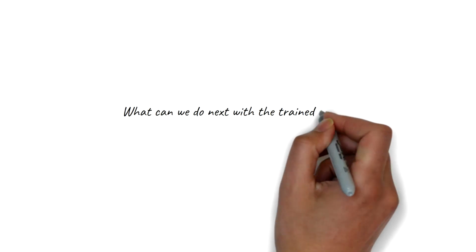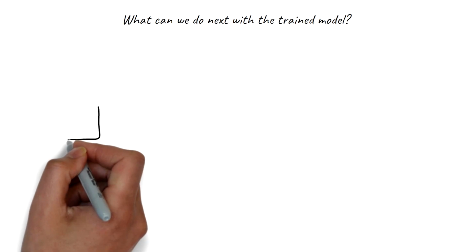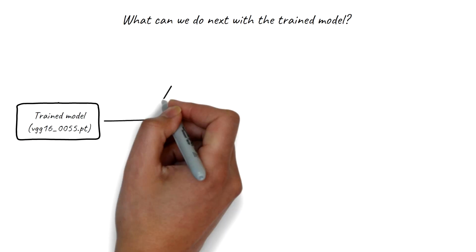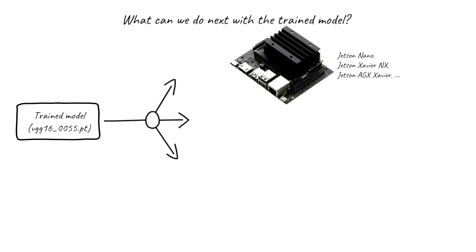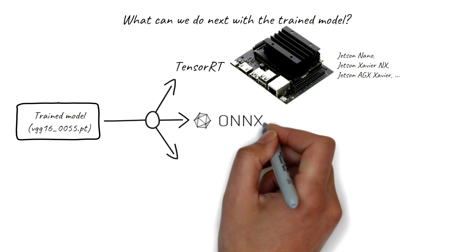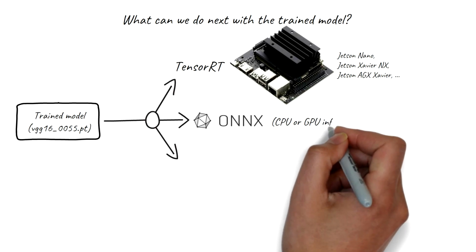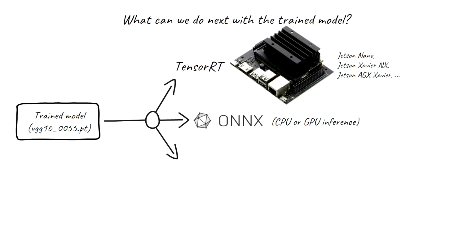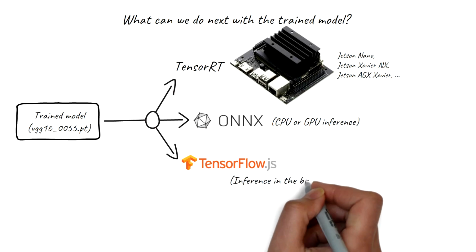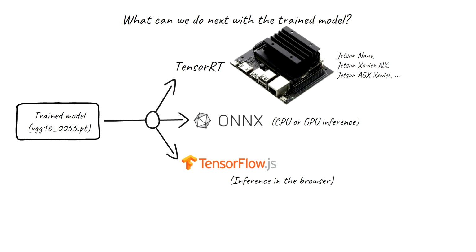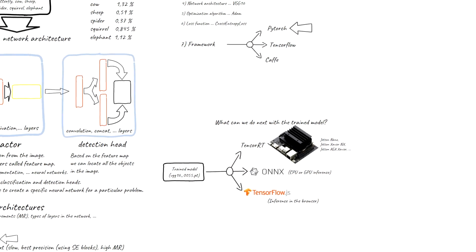What can we do with the trained model? For example, we can deploy the model on embedded systems using TensorRT, or transform a PyTorch model to ONNX format, which does network pruning for increased inference speed. Or we can provide trained models on the website using TensorFlow.js. But we will take a look at that in the next videos.